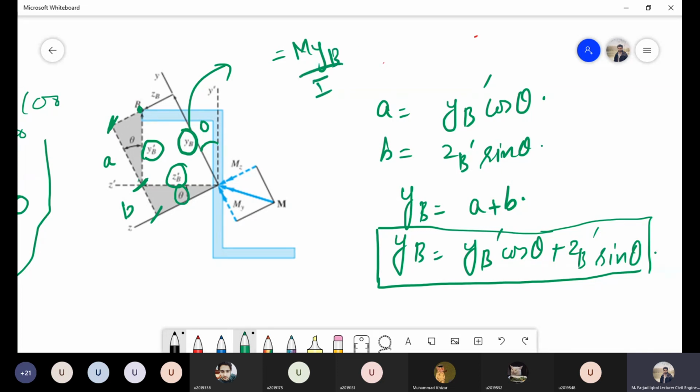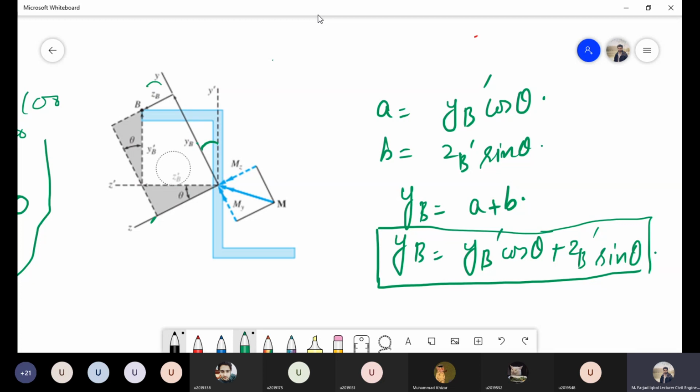Now this is one distance. Obviously we have the other component as well, that is in the z direction, or zb direction, right? So in order to get that particular distance, again we will apply a small transformation.